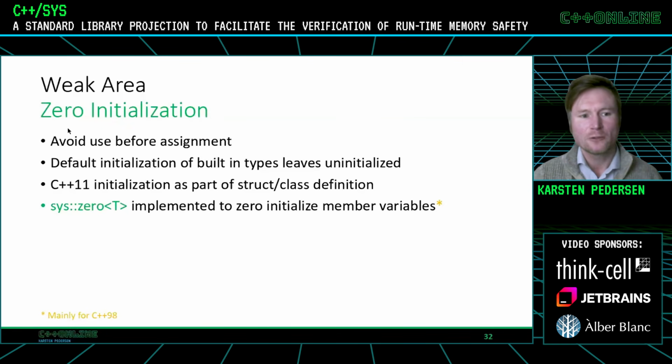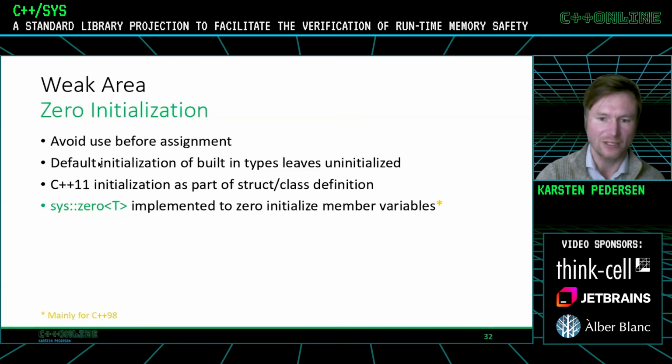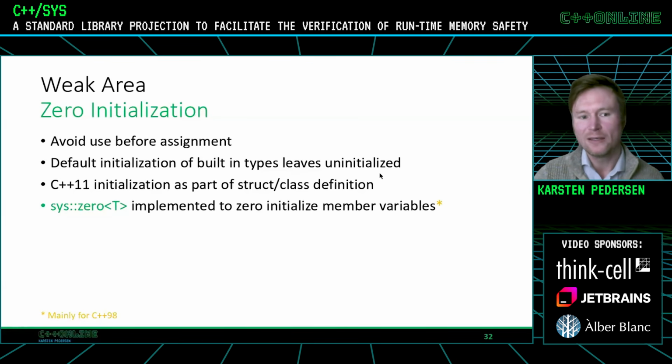Another slight weak error. So again, for safety, we have an object in there, a template type called sys0, which basically zero initializes something in a structure. That's because it's so easy to use an object or use something primitive before it's initialized. C++11 obviously allows you to initialize objects as part of the actual definition. And then sys0 really is there just to allow it for C++98, but that's not so important.